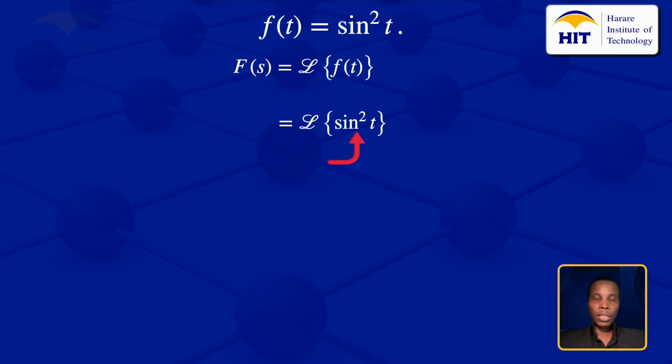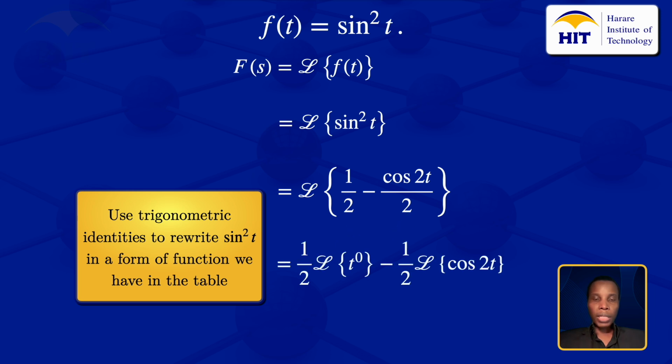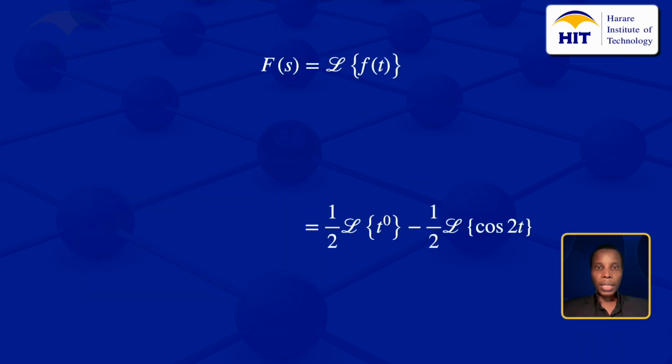So what we have to do is rewrite sine squared t by using trigonometric identities so that it suits functions which are in the table of Laplace transforms. So when we use trigonometric identities, we get that sine squared t is a half minus cosine of 2t divided by 2. And then by properties of Laplace transforms, we can separate this so that we would have a half multiplied by the Laplace transform of t to the power 0 minus a half multiplied by the Laplace transform of cosine of 2t. Now this t to the power 0, that's just a 1, because when you factor out the half there, we remain with a 1. So that's the expression that we have.